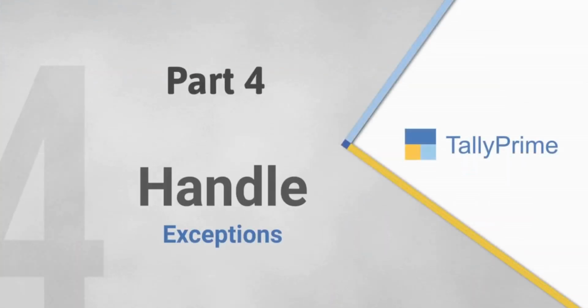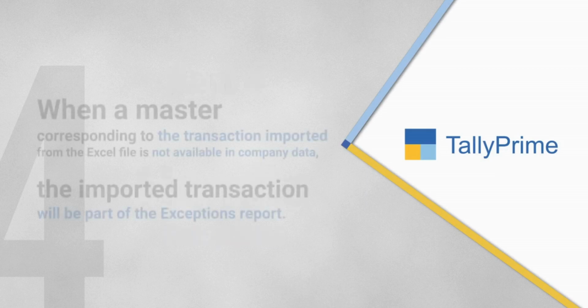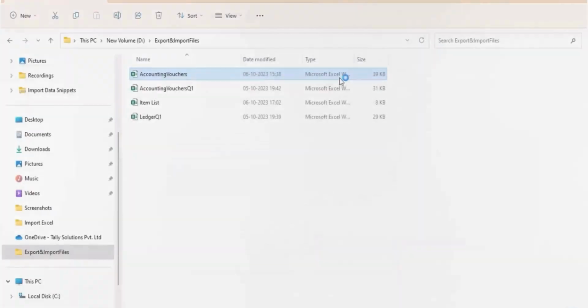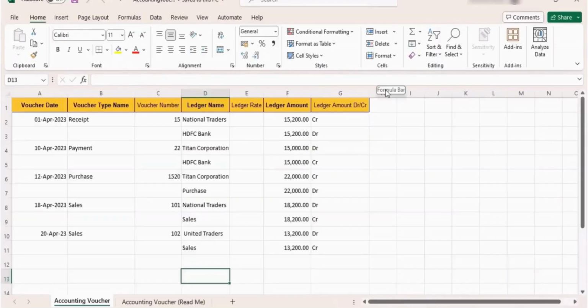While importing data from Excel into Tally Prime, there could be certain errors and exceptions. Say, you imported your transaction data from the sample Excel file, but the corresponding master is not available in your company data. In such situations, the imported transaction will be part of the exceptions report in Tally Prime. Let's see how to handle such exceptions.